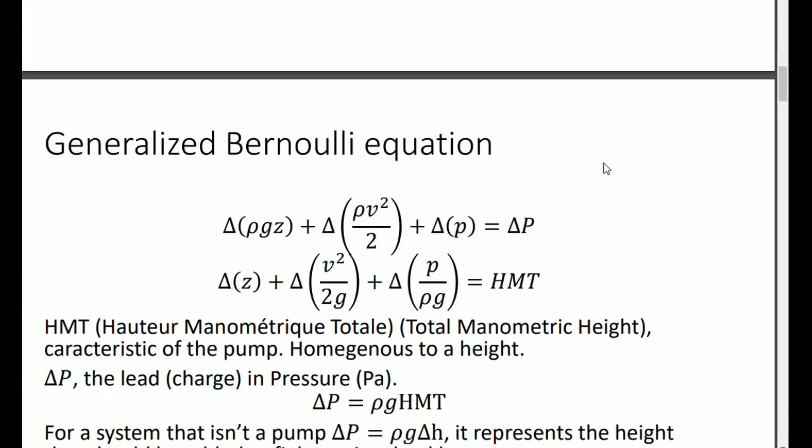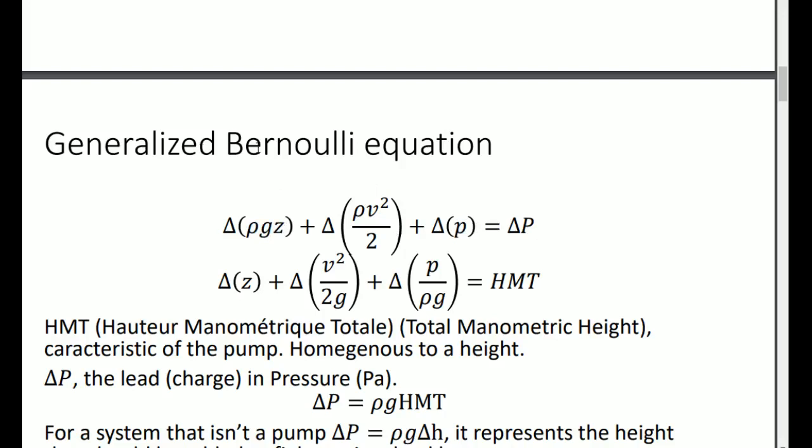So at first we need to look at the generalized Bernoulli equation. So there are two versions of it. This is the one in terms of pressure. So everything is homogeneous to a pressure, that is a density of energy in terms of volume. So this is the volumic density of energy: kinetic, potential of gravity, and pressure.